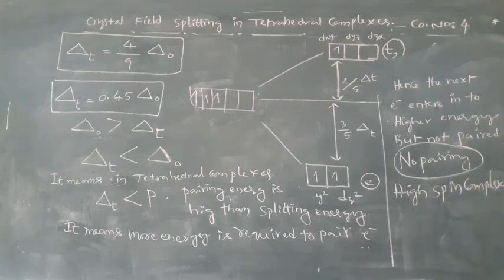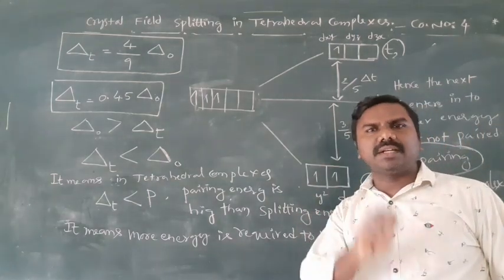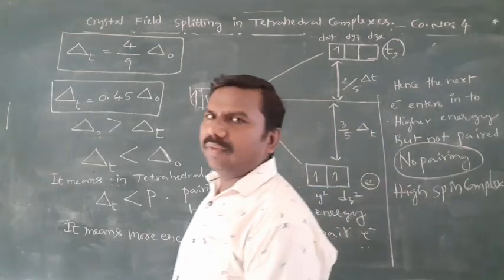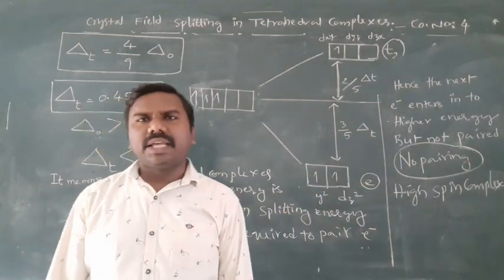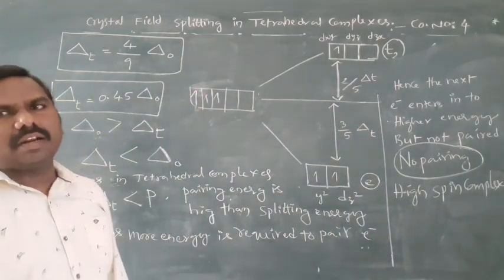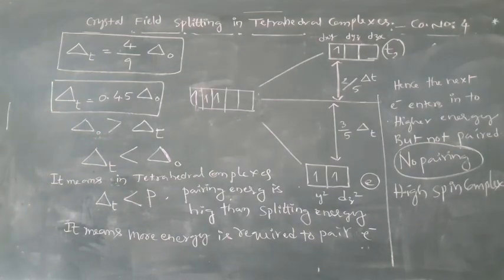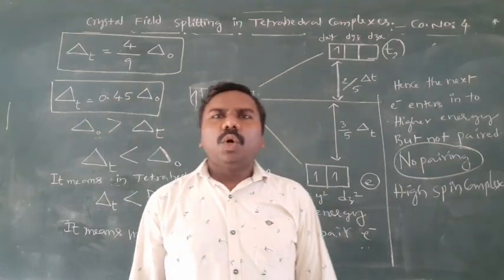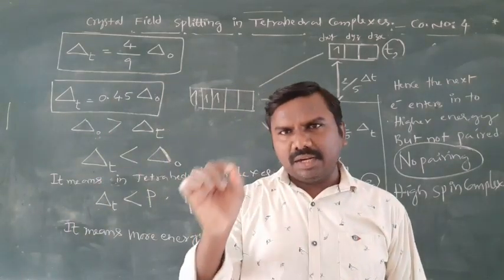High spin complex is only possible in tetrahedral complex. Low spin complexes are very, very rare. Textbook question. Once again, I will repeat. In tetrahedral complexes, low spin complexes are very rare.